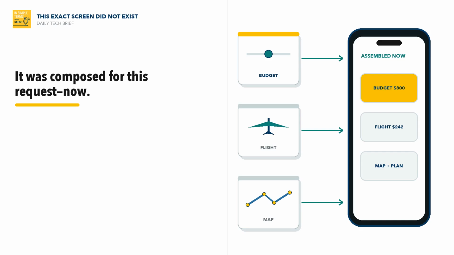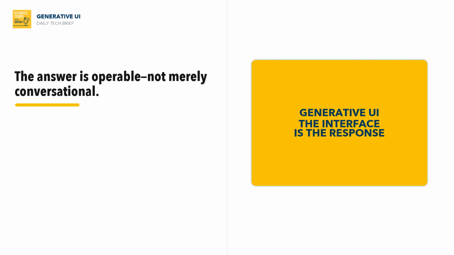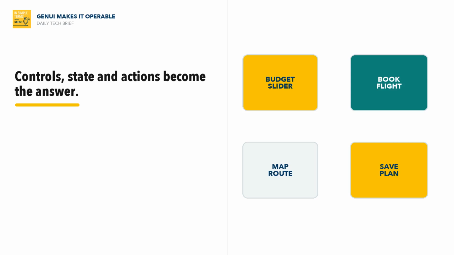Nobody designed this exact screen in advance. It was assembled for your request at that moment. This is Generative UI or Gen UI. The chatbot made an answer conversational. Gen UI makes the answer operable.